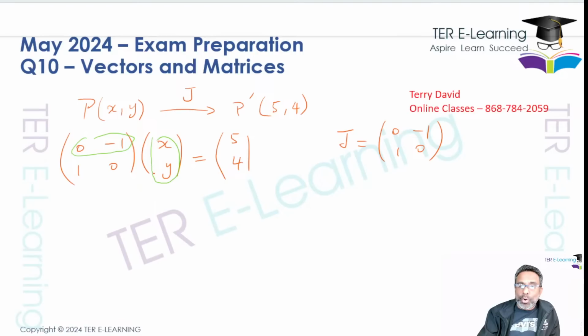And then minus 1 by y will give me minus y. So on top here, this is going to be minus y, right? That's the top of the matrix. That's going to be minus y.